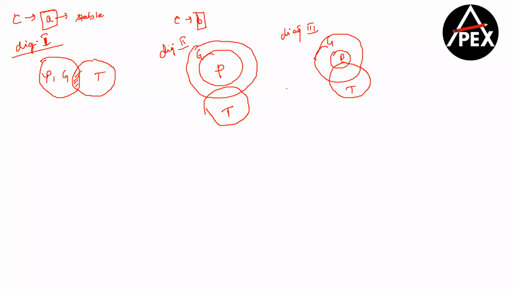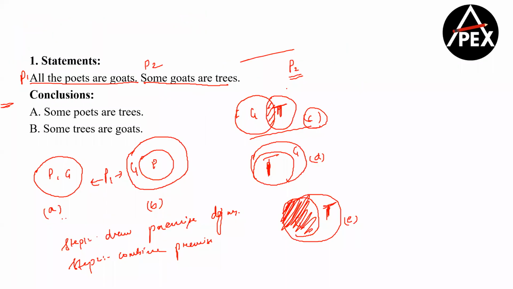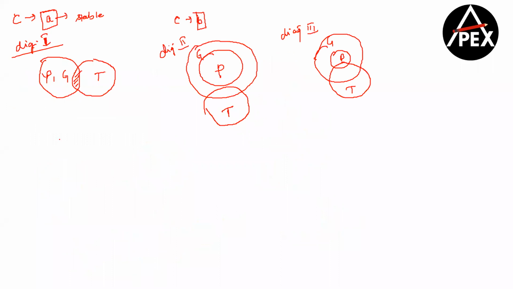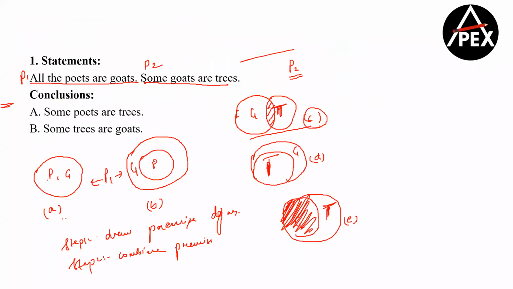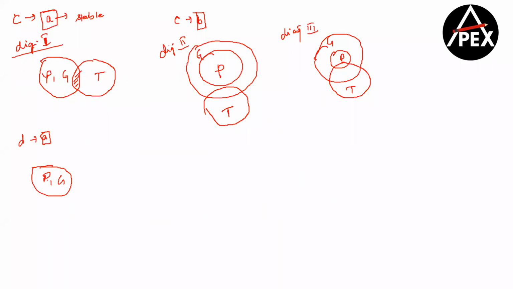Yes? Okay. Now, next we are going to take D and merge with A and B. If I'm taking D and merging with A, I have to draw A first, which is nothing but P comma G. And what is D? D has T inside the G. So definitely T should be inside the G. Then I'll merge D with B.